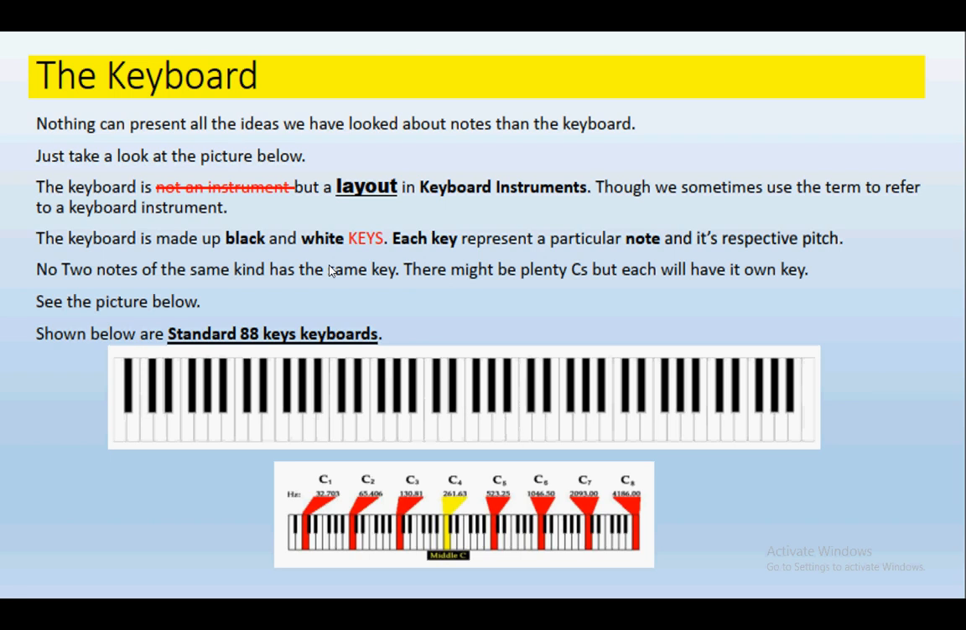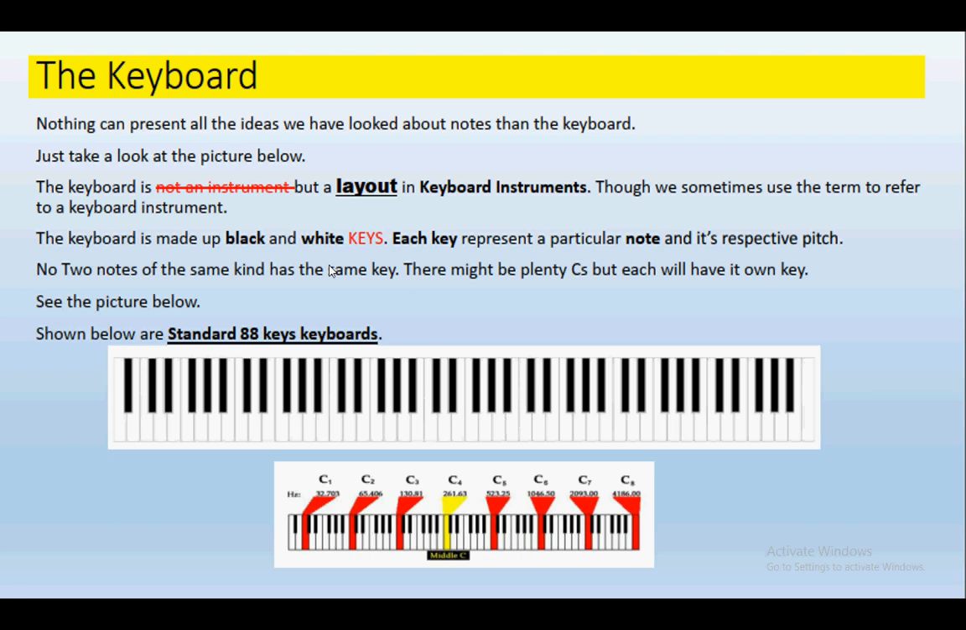In keyboard instruments, I know of three, or two basically: organ and piano, and synthesizers that we use in churches. Those are keyboard instruments, but the keyboard itself is a layout of black and white keys. I think before they were even coloring the keys. So the keyboard is made up of black and white keys. Each key represents a particular note and its respective pitch.